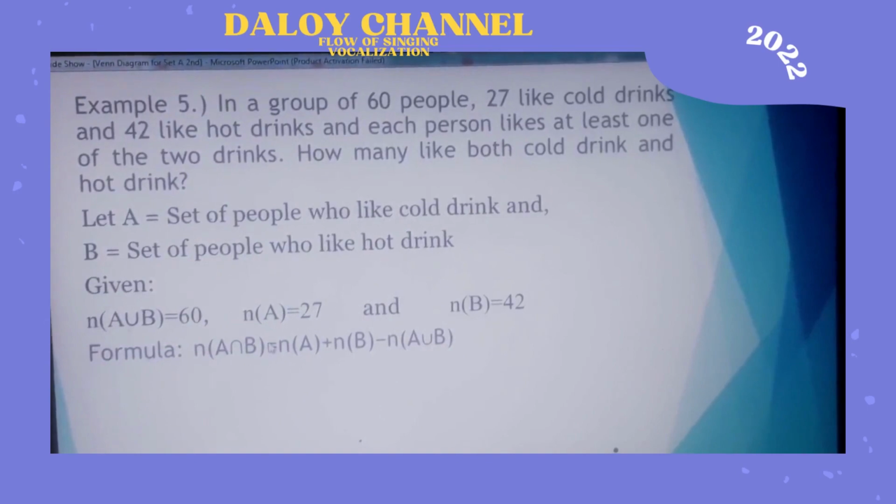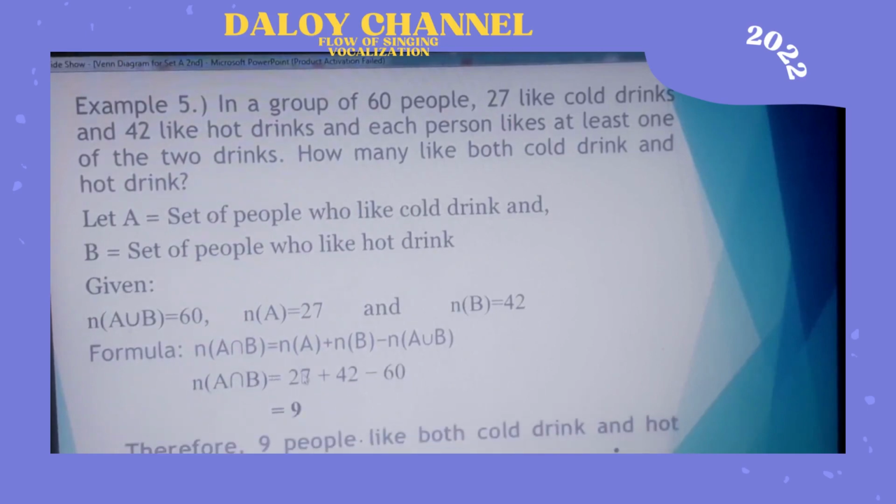So we can solve it with this particular formula: the cardinality of the intersection of A and B is equal to the cardinality of A plus the cardinality of B minus the cardinality of the union of A and B. So substituting the values, 27 is the cardinality of A plus 42 as the cardinality of B, subtracted by 60 as the cardinality of the union of A and B. So the cardinality of the intersection of A and B is equal to 9. Meaning there are 9 people who like both cold drink and hot drink.